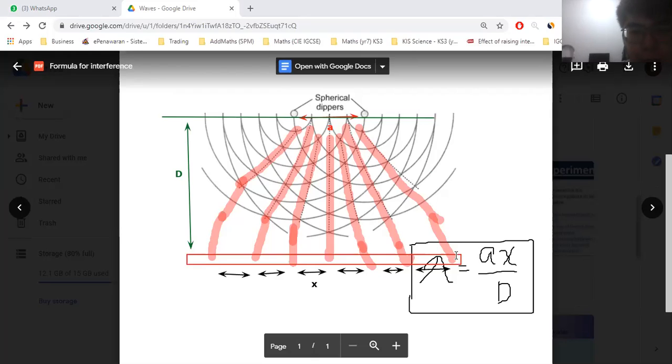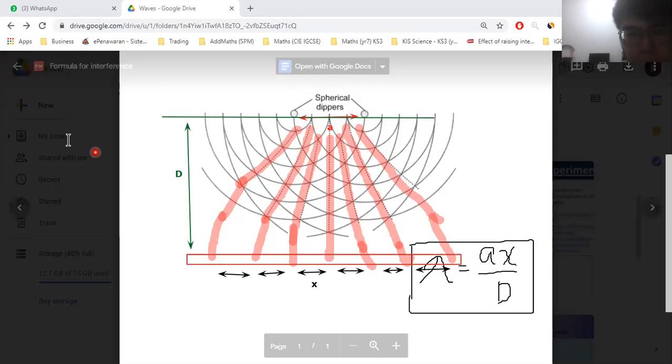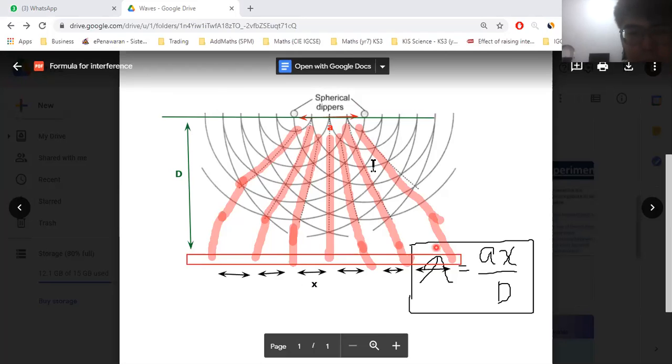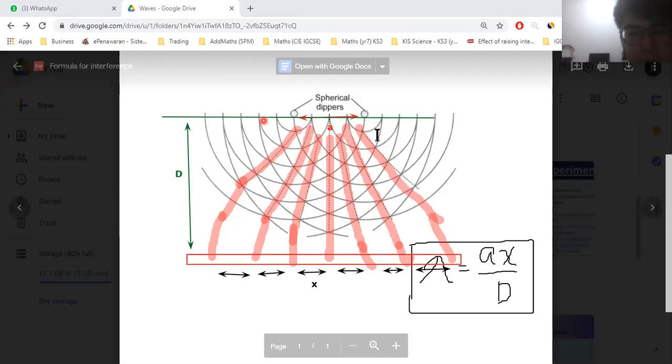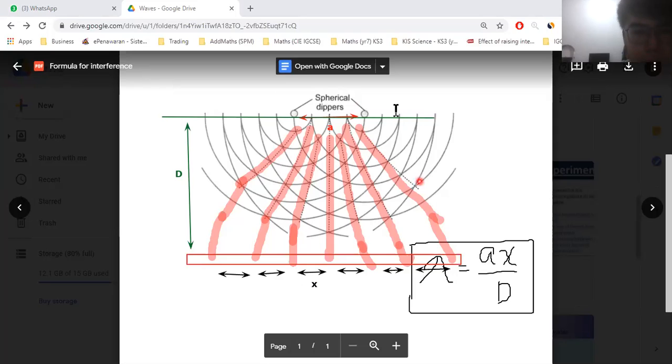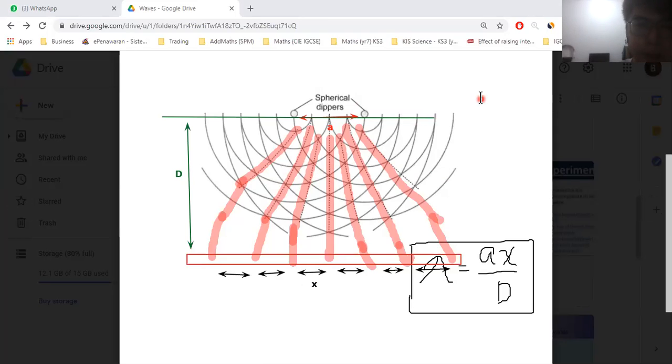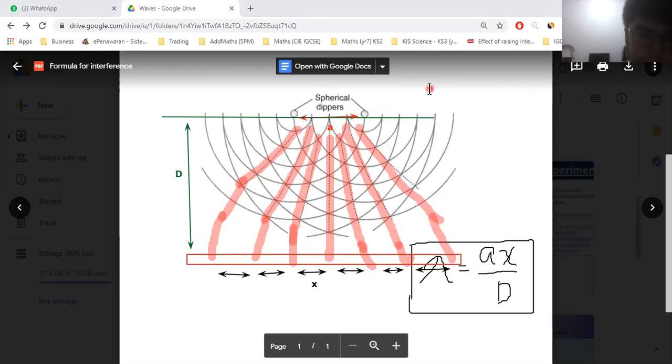Okay, so to find the wavelength, you take the distance between the two sources, times by the x, and then you divide by the distance. That's it. Then you can find the wavelength of the wave. So all these waves have the same wavelength and the same frequency because they are coherent. Later I'll give you three examples of this one to try out.